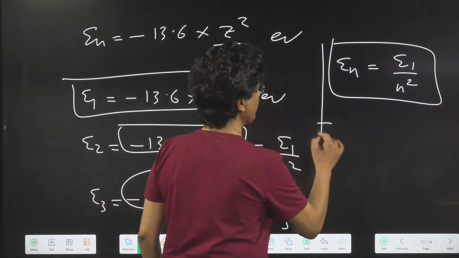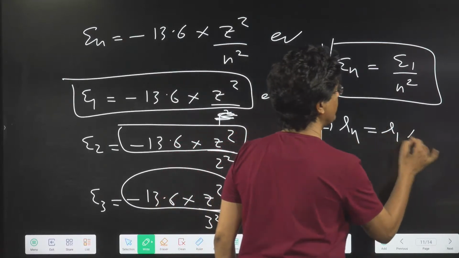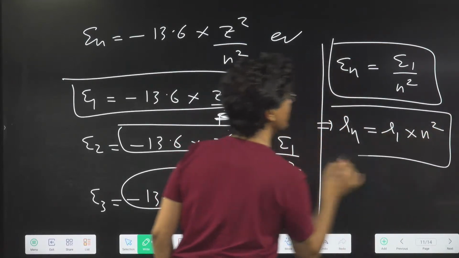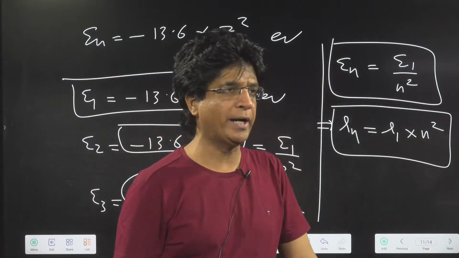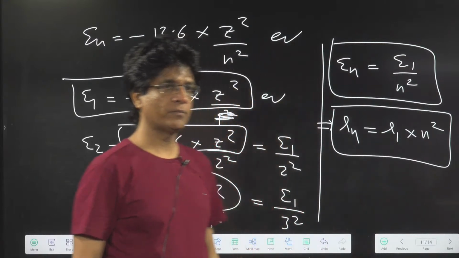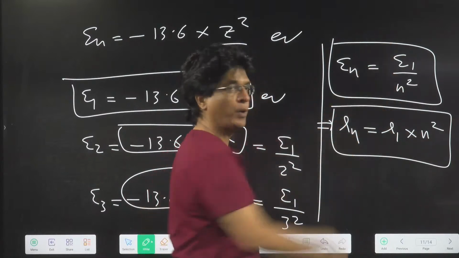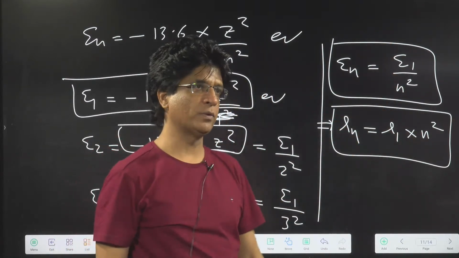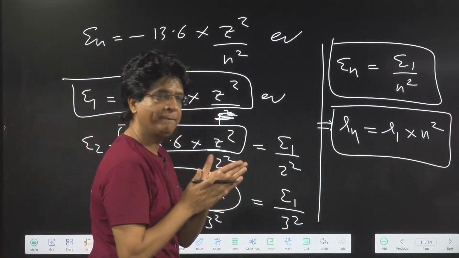Remember that I told you Rn will be R1 into n square. So please keep comparing. This all will be required when they ask you to do some analytics. Rn equals R1 into n square and En equals E1 upon n square. Very good. Can we move ahead now?